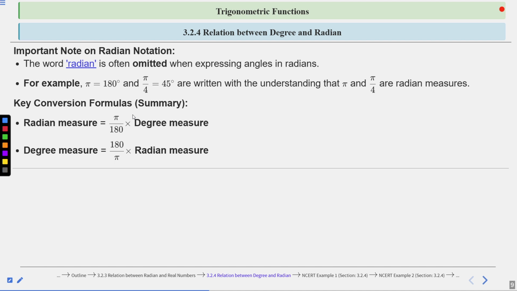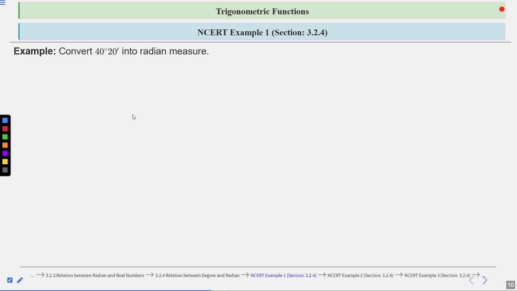The same goes for degree measure. In order to get your degree measure, you first have your radian measure. Just plug your radian measure value in and you will get your degree measure output. So please memorize these two key formulas as you are going to need them. Now, some related examples. This will clear out all your doubts, if you have any.